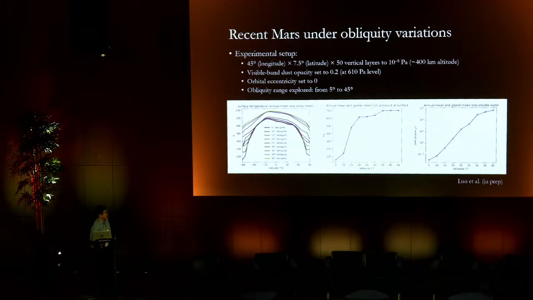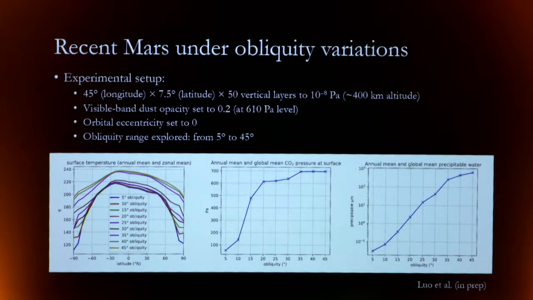Because of that, the second picture shows the pressure of CO2 in the atmosphere. So right now at 25 degrees obliquity, we have 610 Pascal. But when we move down to 5 degrees obliquity, we have one order of magnitude less CO2 in the atmosphere. If we move to higher obliquity, we find that all the CO2 ice, as Luca mentioned earlier today, sublimates, so we have no CO2 ice, and all the CO2 is in the atmosphere.